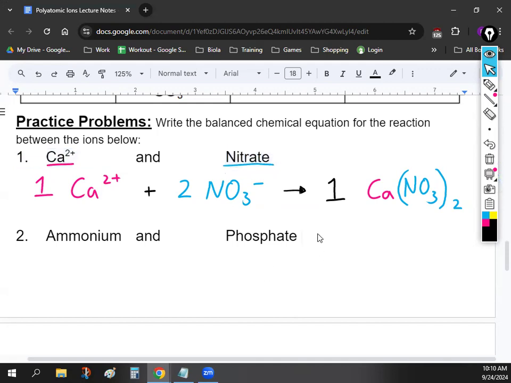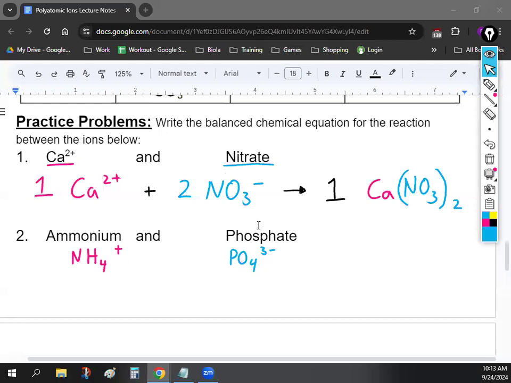All right, let me give you about 3 minutes. See if you can try number 2. Number 2 has both polyatomic ions, so you'll have to look at that chart. See if you can write down ammonium and phosphate and finish up the equation, okay? Again, if you need multiple of a polyatomic, just put parentheses around it when you put it together, okay? And then we'll go over the answer in about 2-3 minutes.